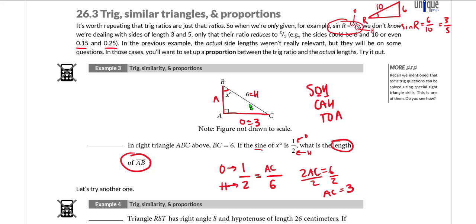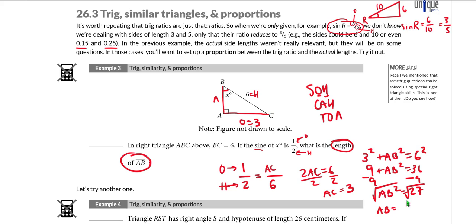What do we do? I can do the Pythagorean Theorem. There is another way to do this, I'll talk about it in a moment, but I'm going to do the Pythagorean Theorem. I know that 3 squared plus AB squared must equal BC, or the hypotenuse squared, which is 6 squared. I have 9 plus AB squared equals 36. I subtract the 9. I get AB squared equals 27. I square root. I get that AB equals, I'm going to break this root 27 down as follows: root 9 times root 3, which equals 3 root 3. Is that what they are asking? What AB is? Yes, it is 3 root 3.